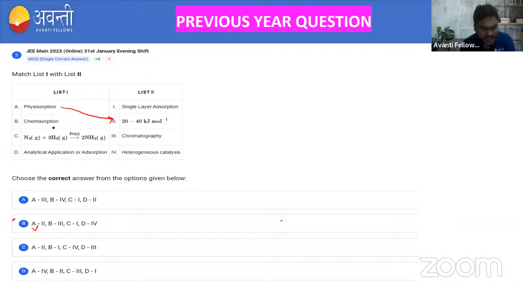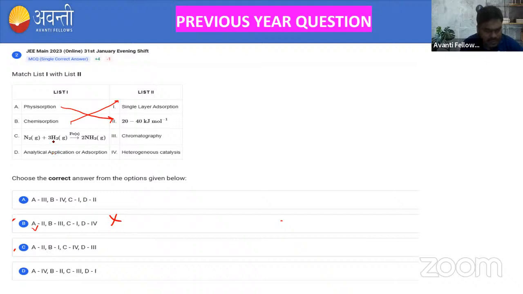Correct. Now Chemisorption. So chemisorption has a single layer of adsorption. This is also correct because in physisorption, multi-layer is formed due to van der Waals forces. Here chemical forces are involved, so only single layer adsorption. So B is equivalent to 1. So this option B is incorrect, beta. So A is equivalent to 2, B is equivalent to 1.